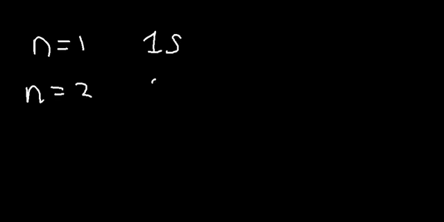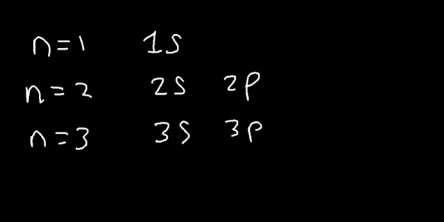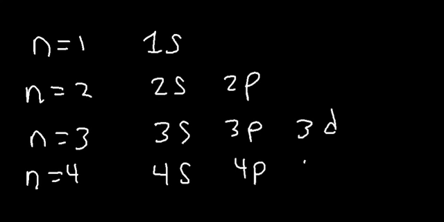But some things you need to know. The number of energy levels is equal to the number of sublevels. So when n is 1, you only have one sublevel, S. When n is 2, you have two sublevels, S and P. When n is 3, you have three sublevels, 3S, 3P, 3D. When n is 4, there are four sublevels, 4S, 4P, 4D, and 4F.